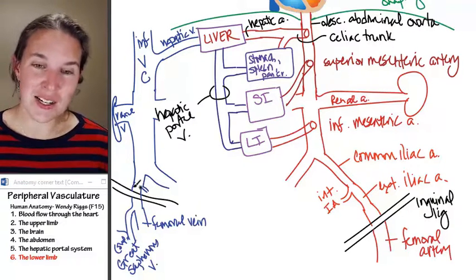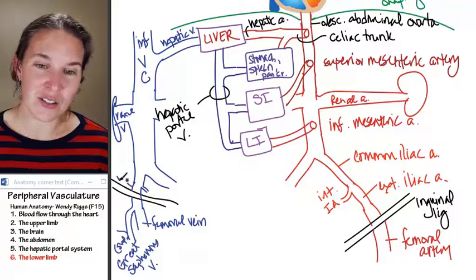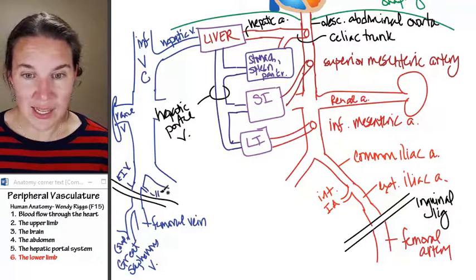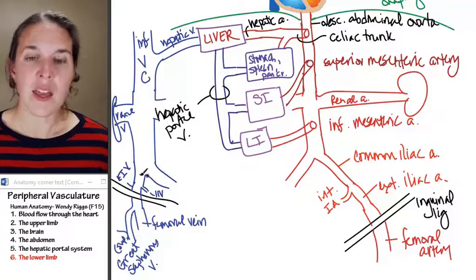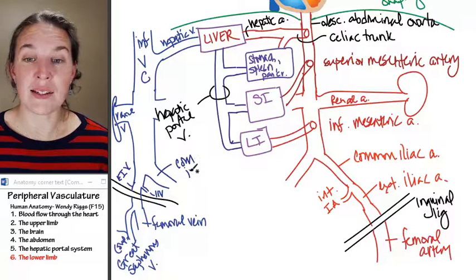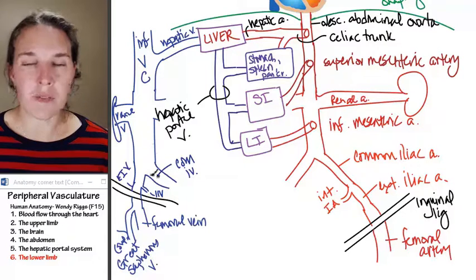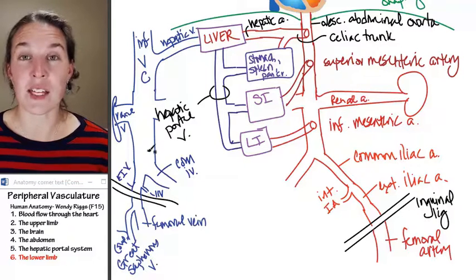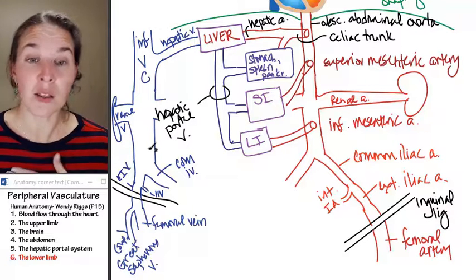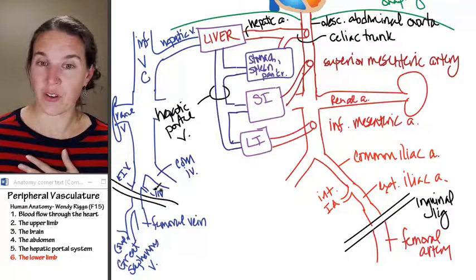So this was external iliac vein. This was internal iliac vein. This is common iliac vein. All of them flow into inferior vena cava and back to your lub dub, lub dub, lub dub heart.